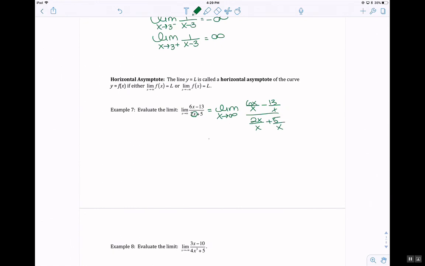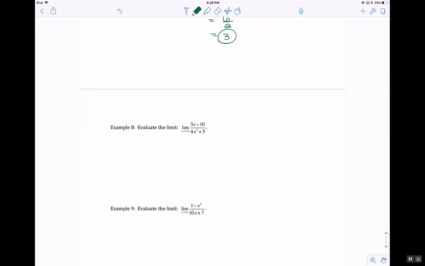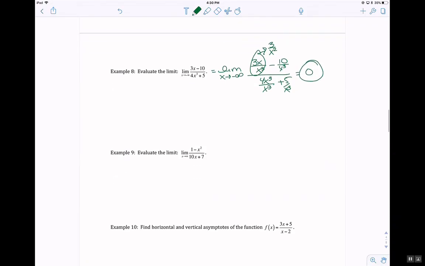And then what you get is 6 over 2, which is equal to 3. Do the exact same thing here. Limit as x approaches negative infinity, 3x over x cubed minus 10 over x cubed, 4x cubed over x cubed plus 5 over x cubed. And what you actually get is a situation where you have 3 over x squared in the numerator. So overall, that limit is going to be 0.